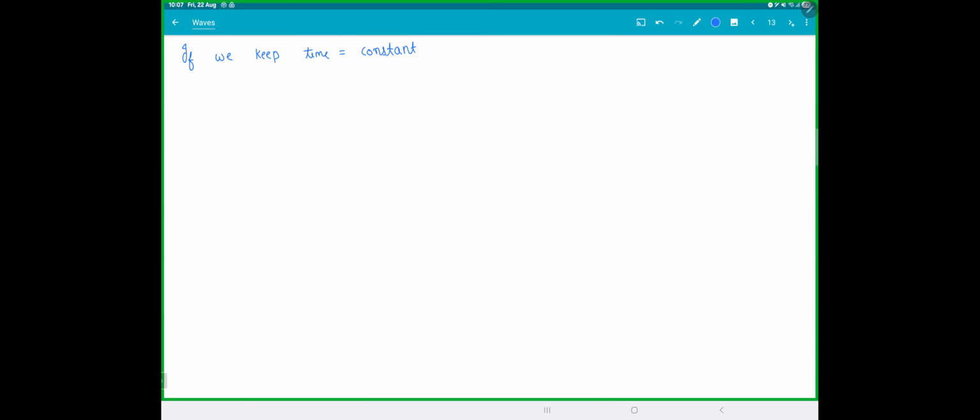Getting it? So something like that. So if you keep time constant, you know what you're doing? We are looking at all the points at the same time. Basically, you're looking at a photograph.